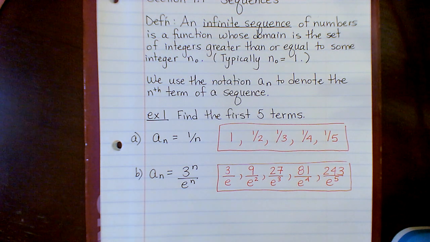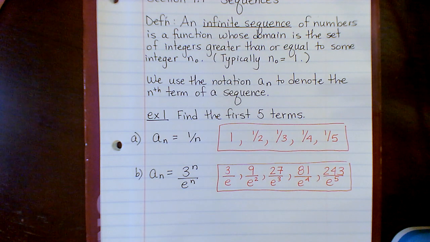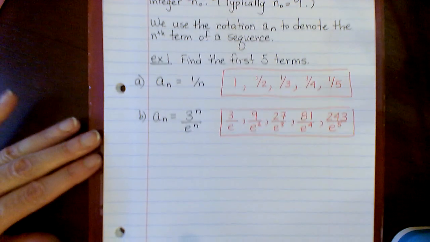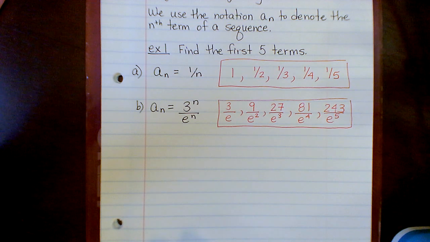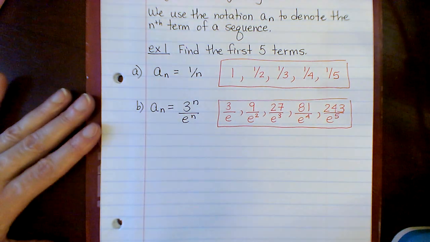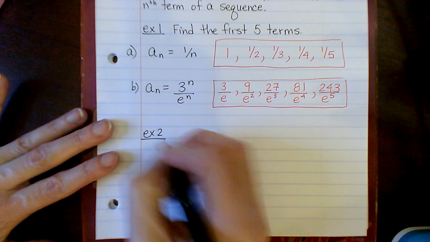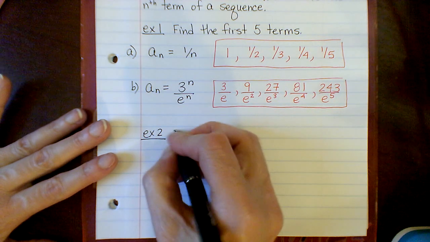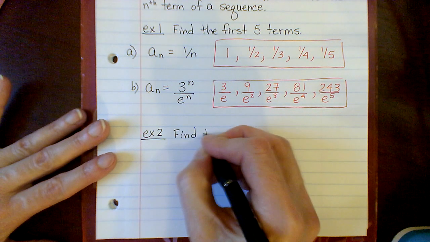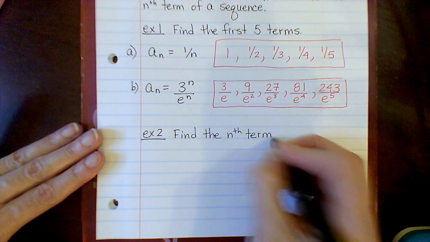All right, let's go backwards from this. Rather than just plug and chug, I'm going to give you the terms of the sequence, and you're going to tell me what the formula is, or what the nth term is. Okay, so example 2 is going to go backwards. We're going to find the nth term.